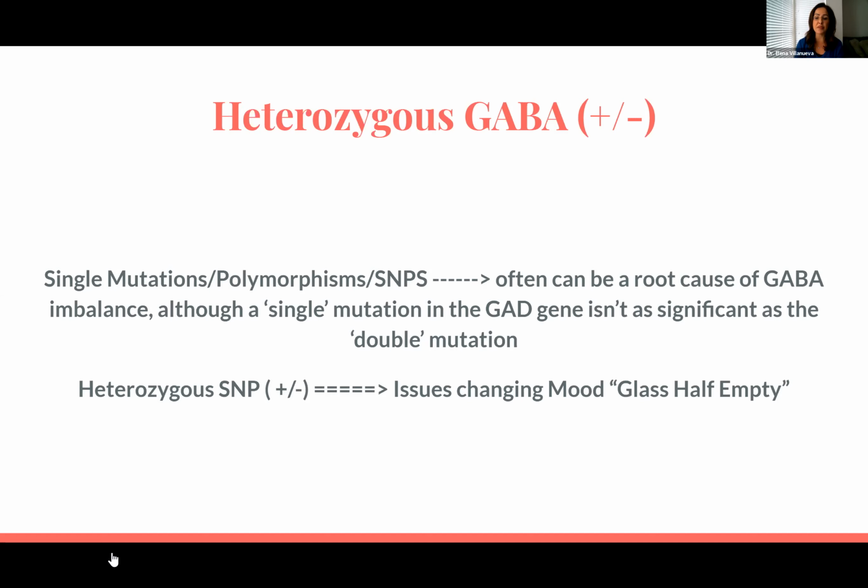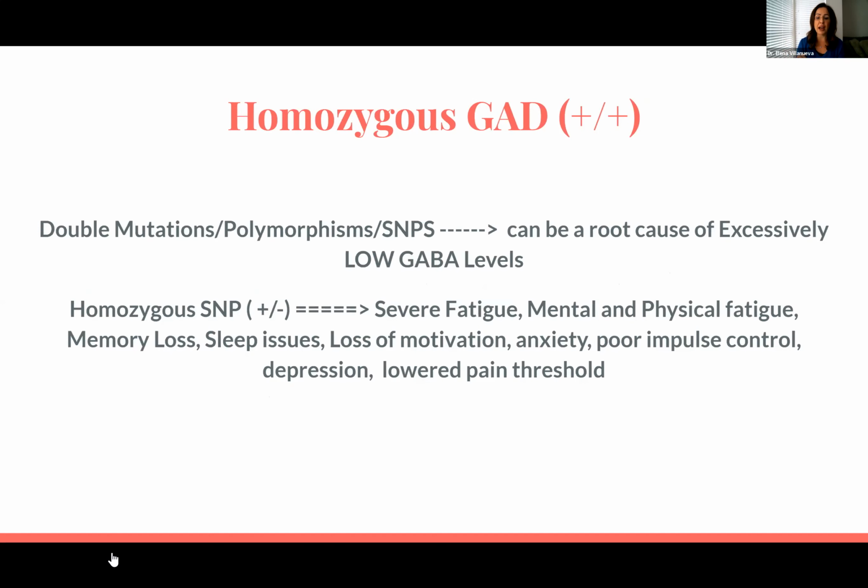But when we're looking at the genes that influence GABA levels, we want to take a look at both of the GAD genes, so the GAD1 and the GAD2 genes. If you have single polymorphisms or single SNPs in each of those genes, then that may have a bigger influence on your ability to convert glutamic acid into GABA. However, if you have a homozygous GAD mutation, then that definitely can be a root cause of excessively low GABA levels.